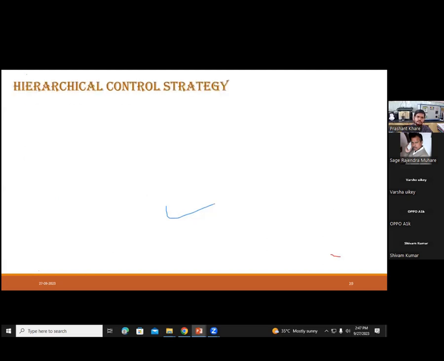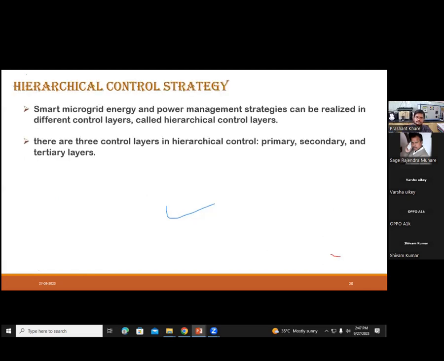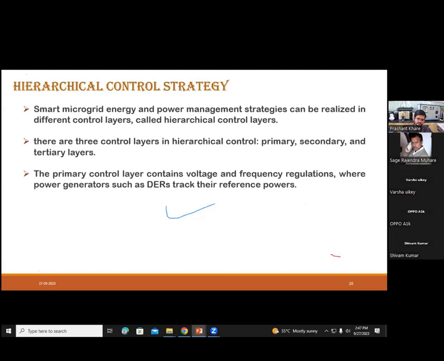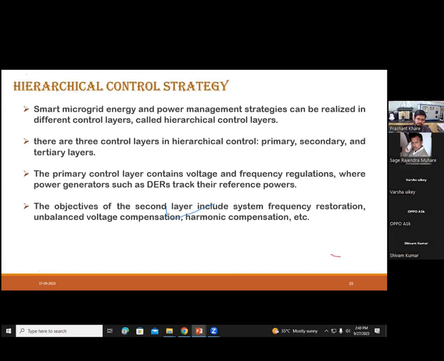Okay. So what is hierarchical control strategy? Smart microgrid energy and power management strategy can be realized in different control layers. Means the control strategy has different layers. One is called primary, secondary, and tertiary. Three layers we are having. Let me explain this with some figure, then we will save some time.